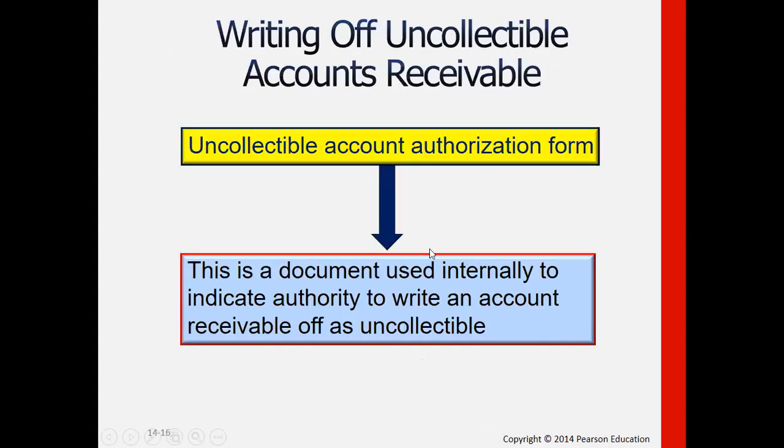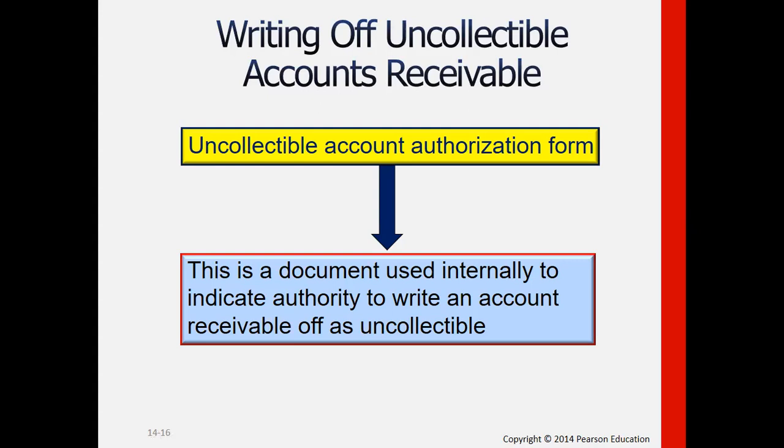Then for writing off of uncollectible accounts receivable, we have already mentioned this particular form, the authorization form, which indicates the authority to write off a certain account as uncollectible. So it is not actually automatic to write off an accounts receivable which is deemed uncollectible. There must be a basis for that. And what could be the basis? Based on experience, it has been determined, for example, that this is what we cannot collect.